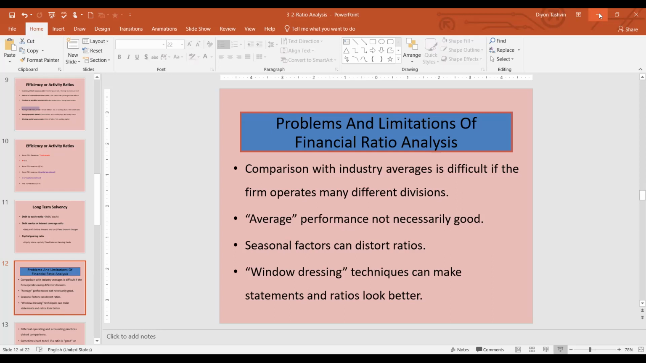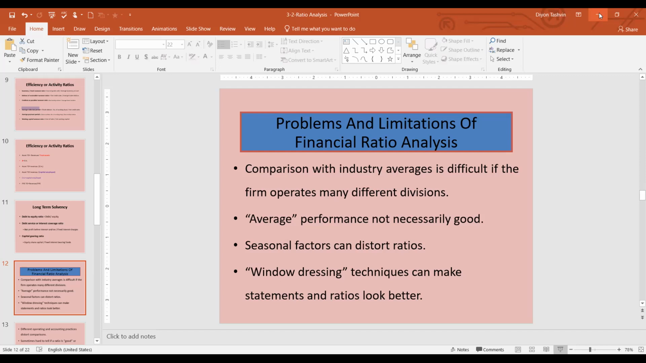Then next one. What ratios are likely to be of greatest interest to the bankers, trade creditors, or the bondholders? So you know that there are 5 categories of ratios. What are the 5 categories? Liquidity, profitability, investor ratios, efficiency ratios, solvency ratios. For these 5 categories, what are the ratios of interest to the bankers, trade creditors, or bondholders?